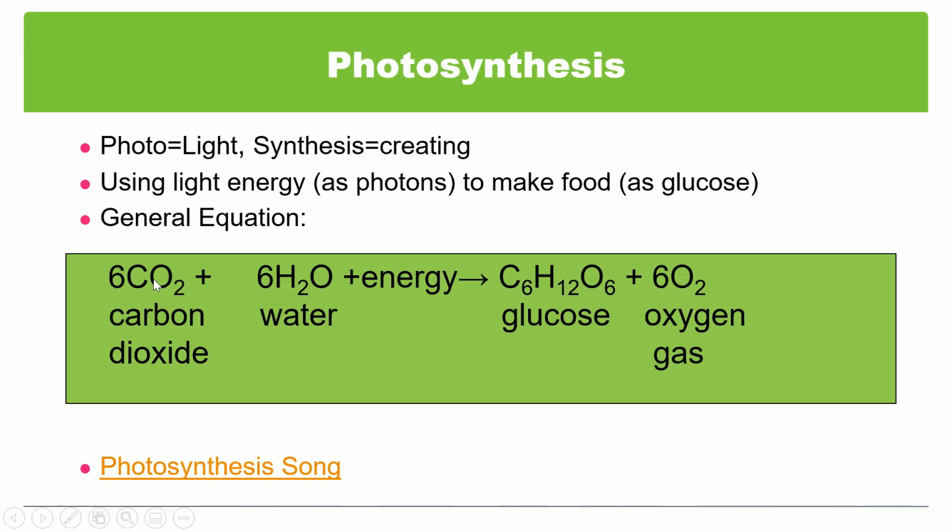You'll notice that this is a balanced equation. That's why you have the 6's in front of some of these things. So energy, carbon dioxide, and water are what we need for photosynthesis to occur, and we're going to end up producing glucose and oxygen gas as a byproduct.